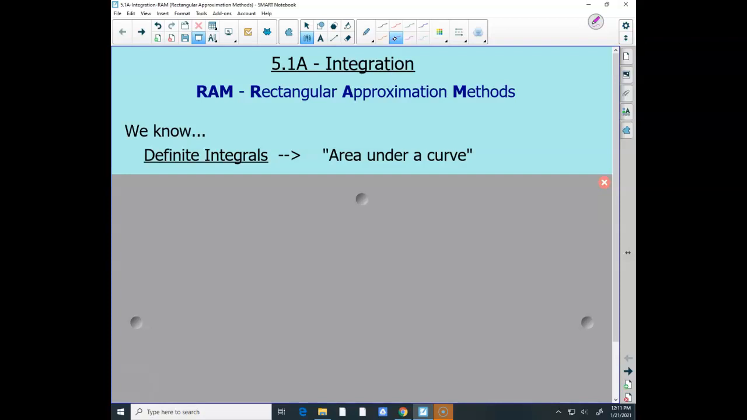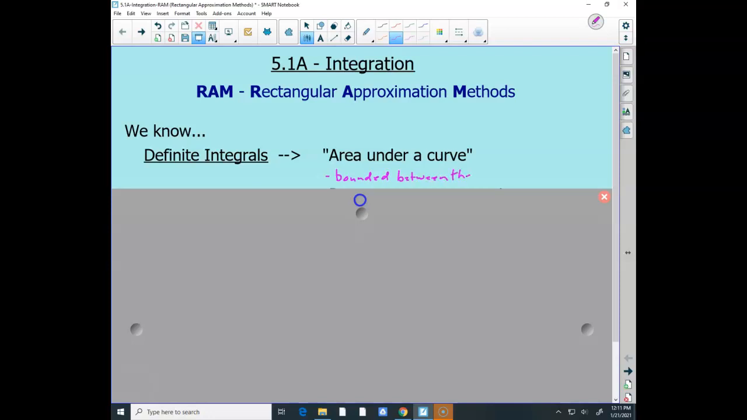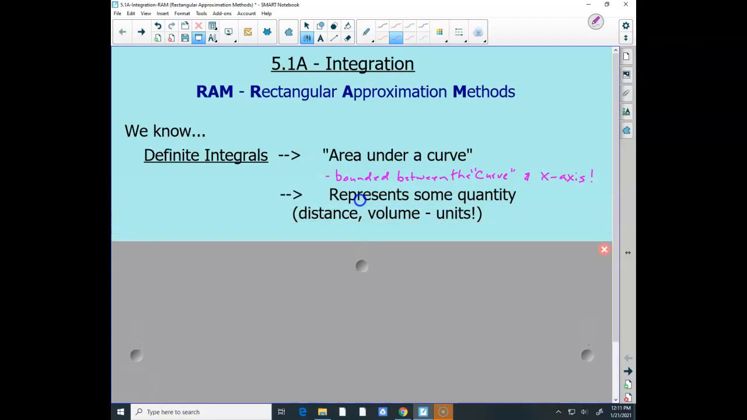Well, to be a little bit more specific on that, it's the area bounded between the curve and the x-axis, okay? So it's always going to be bounded beneath the curve, yet above the x-axis, okay? What else do we know about a definite integral?